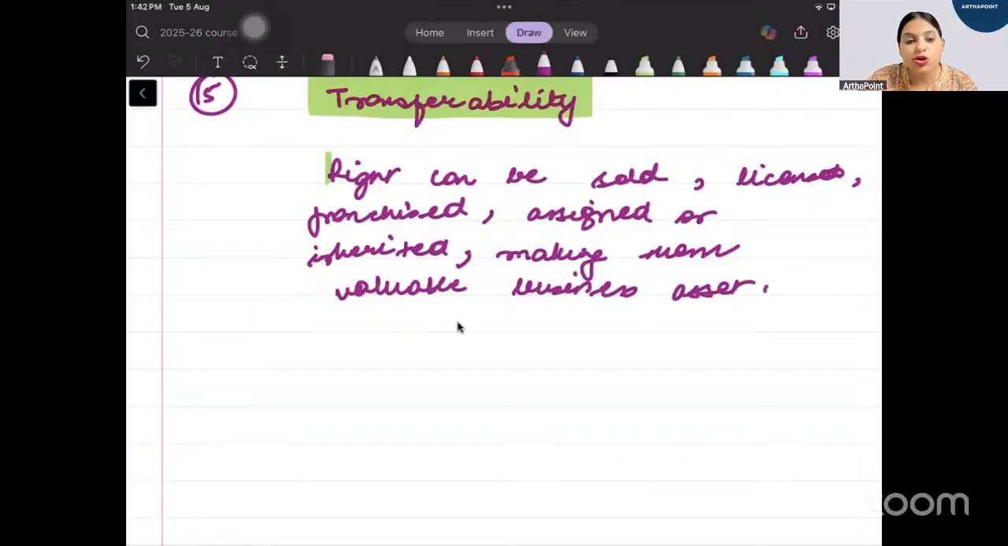So now I want you to take out some time, give it a minute, and think about the recent examples of IPR that you have seen in your daily life. Any example.